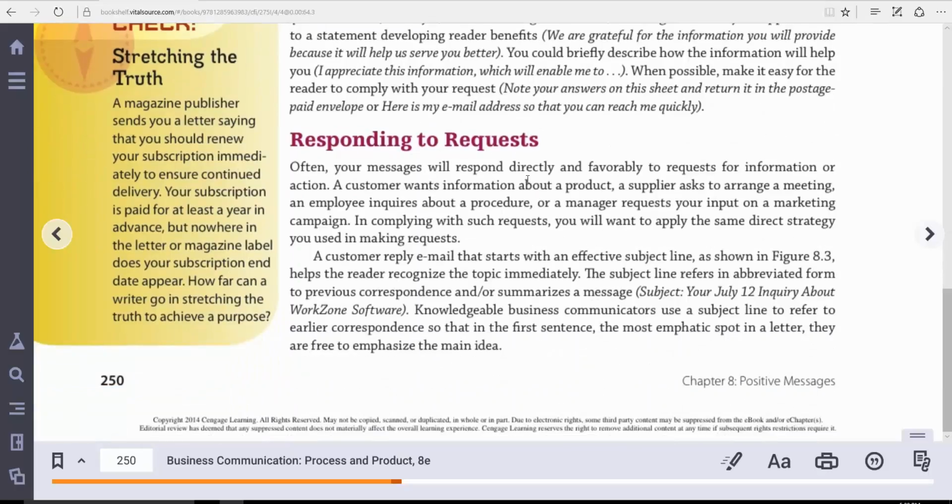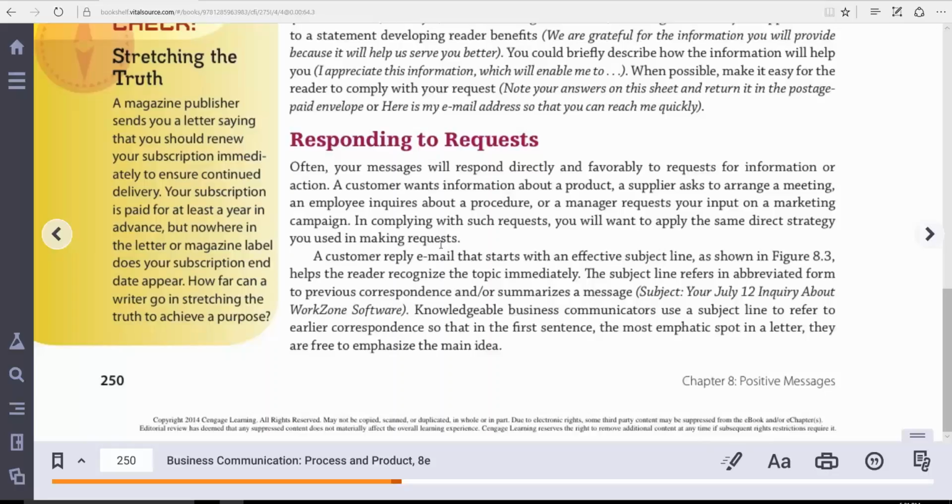Often your messages will respond directly and favorably to requests for information or action. A customer wants information about a product. A supplier asks you to arrange a meeting. An employee inquires about a procedure, or a manager wants your input. In complying or answering these requests, you want to apply the same direct strategy you use in making requests.